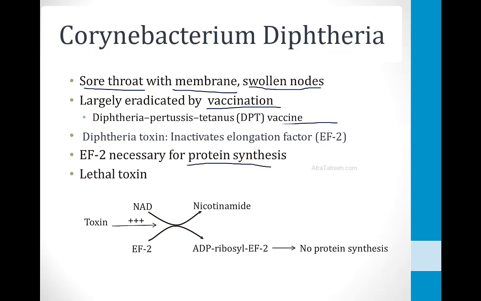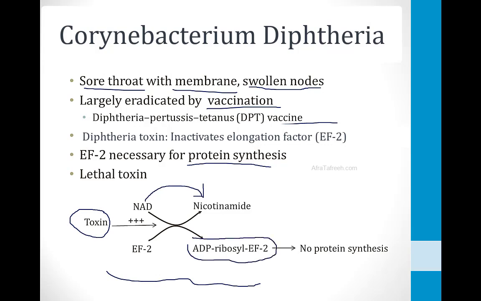So I've drawn the reaction that occurs down here at the bottom of the screen. The toxin stimulates this reaction so that NAD will be converted to nicotinamide, and as part of that, an ADP ribosyl group will be transferred to elongation factor 2, and then no further protein synthesis can occur. And this is a very lethal toxin. It only takes a tiny amount of toxin inside the cell to completely shut down protein synthesis.